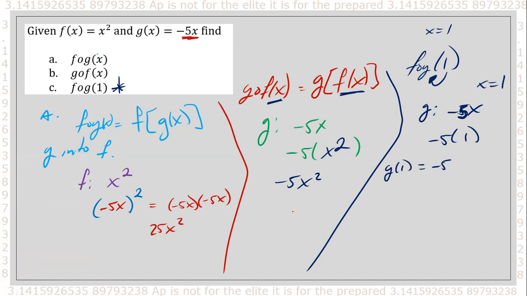Okay, and I substitute my 1 for my x. X is equal to 1. So now I have negative 5 as my g of 1. Hopefully you remember that you get this new value and you substitute it into the other function, my f. So negative 5 into my f function, which is x squared. So it's now going to be negative 5 squared, which is 25. Awesome, awesome.